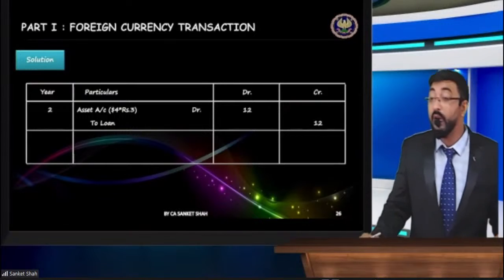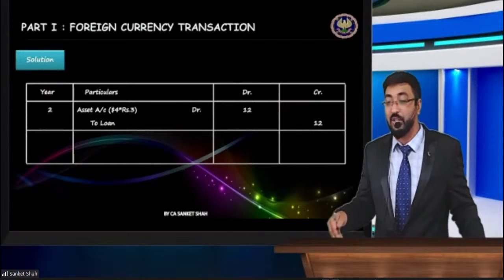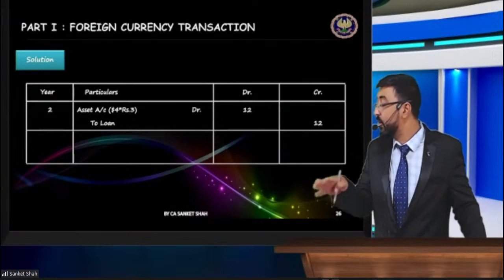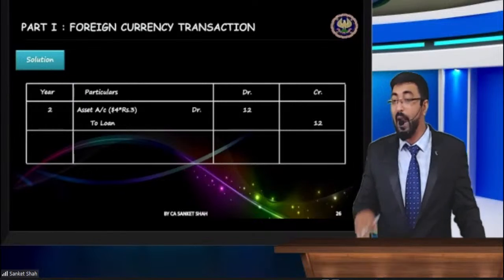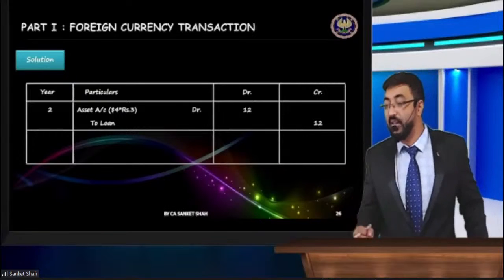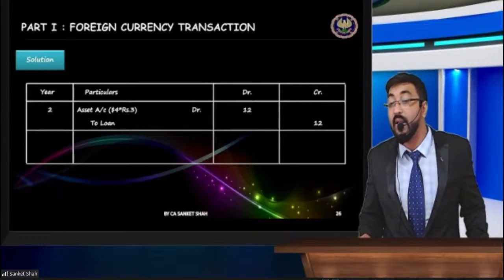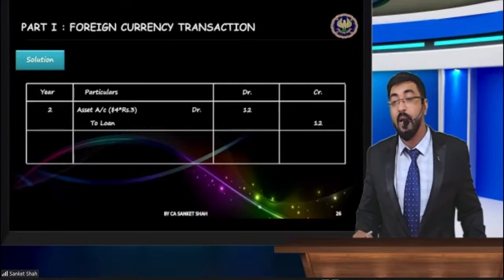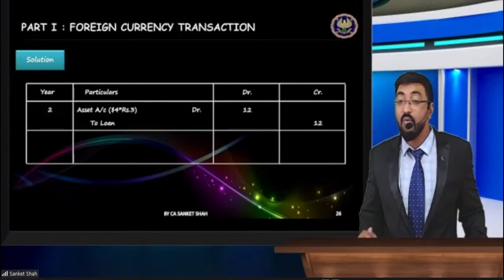We don't have to calculate it from the purchase date, but from the last year's balance sheet date. From the last year's balance sheet date, the rate was 55, and that rate comes to rupees 58. So 3 rupees increase, and that 3 rupees increase is the loss. You will record it by only 3 rupees multiplied by $4. Still $4 are unpaid. And asset account debit to loan.